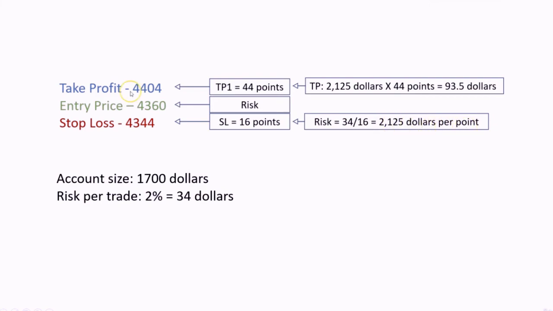So we are going to risk $2.125 per point. And if the take profit is 44 points, it means that the take profit would be 44 points multiplied by $2.125 that we have from here. And it's going to be $93.5. This is going to be the win. So in this transaction, if we lose, we lose $34, but if we win, we make $93.5.